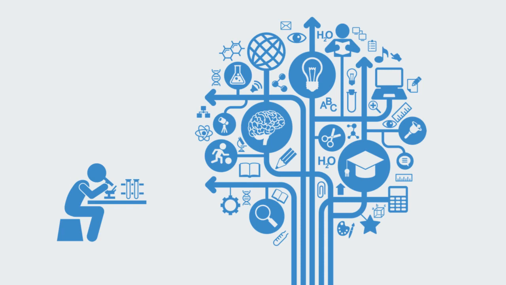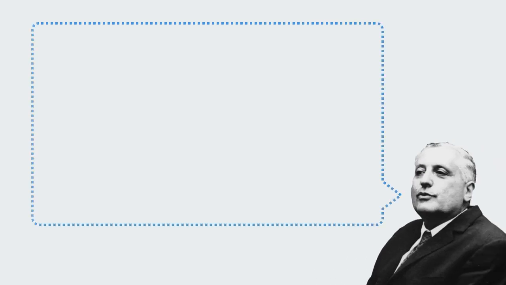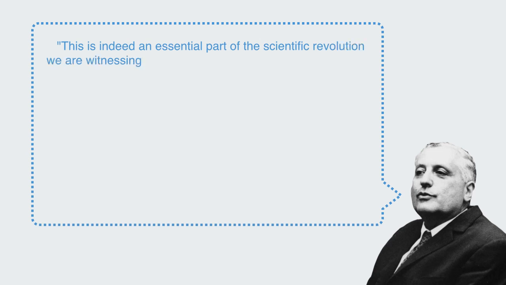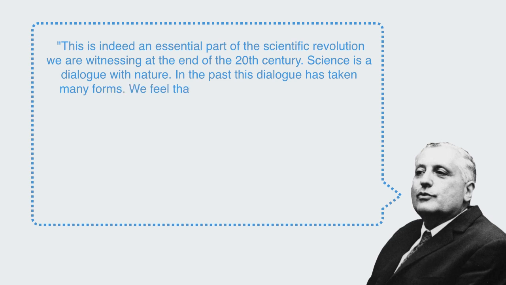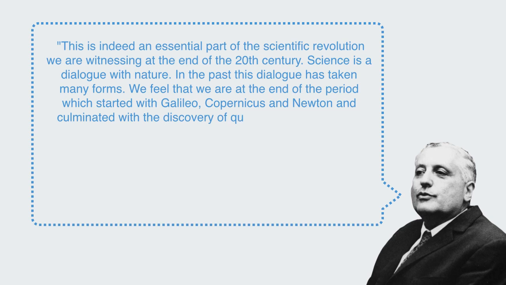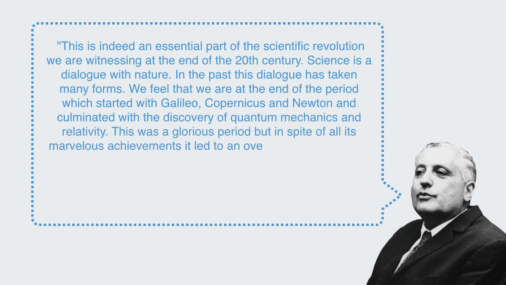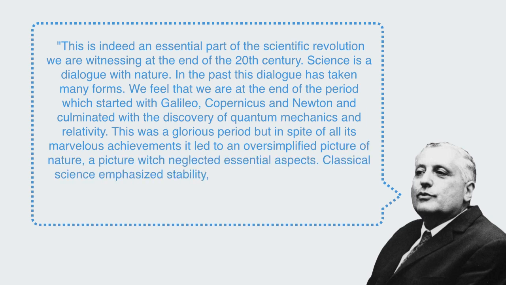But this paradigm has also taken modern science down a particular trajectory. This is illustrated by one of the great heroes of nonlinear science, the chemist Ilya Prigogine, when he wrote, "This is indeed an essential part of the scientific revolution that we're witnessing at the end of the 20th century. Science is a dialogue with nature. In the past, this dialogue has taken many forms. We feel that we're at the end of a period that started with Galileo, Copernicus, and Newton, and culminated with the discoveries of quantum mechanics and relativity.